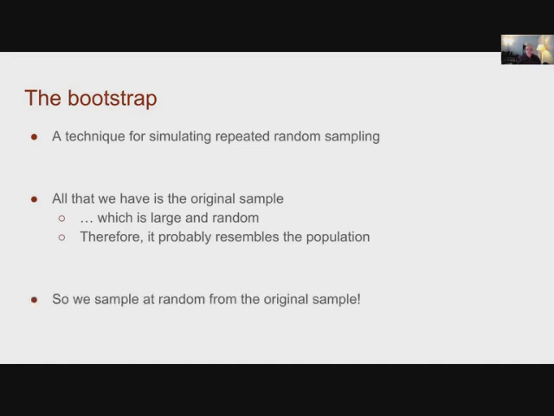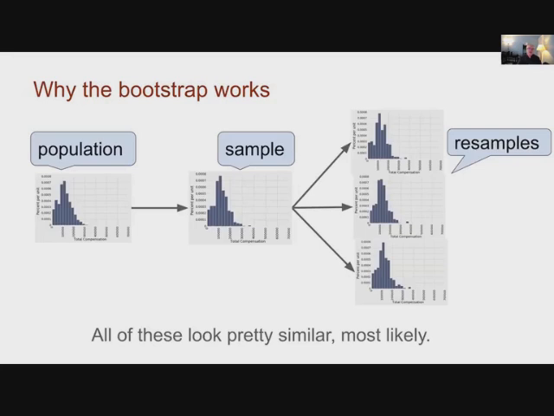And so since that sample, if it was large enough, probably resembles the population, we're going to sample from our original sample. We're going to sample at random from our original sample. And that is the bootstrap process, bootstrap. And I think the picture drives this point home.